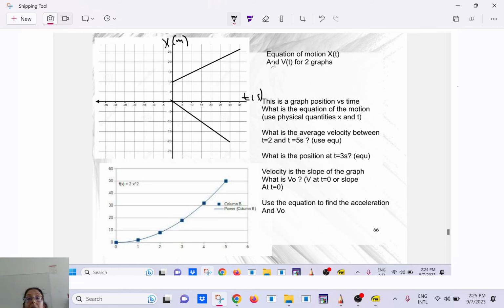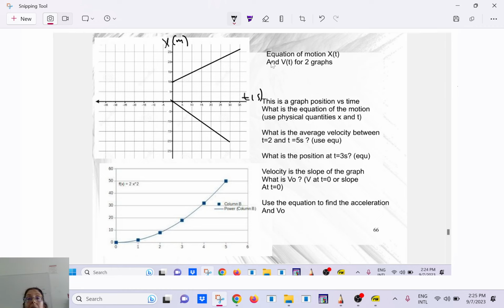So the slope is going to be negative 10 divided by 15, right? Which is about minus 0.6, 0.6666 repeating meter per second. So let's say x will be negative 0.7 t. That means it's moving to the left, because the velocity is negative. Okay?